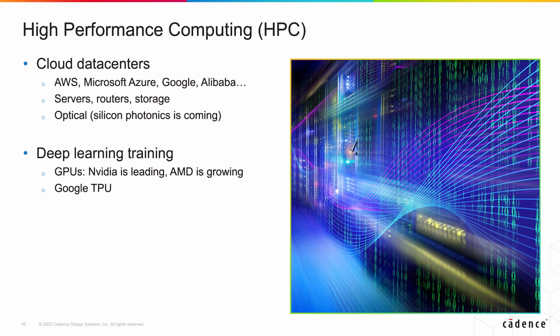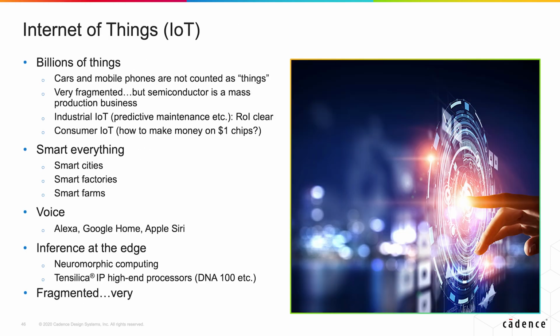High-performance computing, so cloud data centers. Obviously, the big people in that are Amazon Web Services, Microsoft Azure, Google, and then there's a bunch of them, Alibaba and Co. in China. So that's servers, routers, storage. Increasingly, it's optical. The networks are optical rather than copper. And increasingly, another thing that's driving it is training of deep neural networks for artificial intelligence.